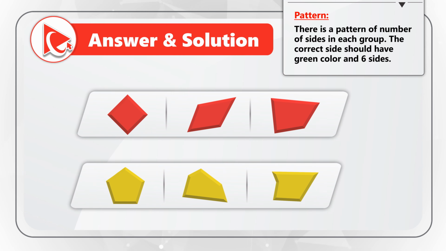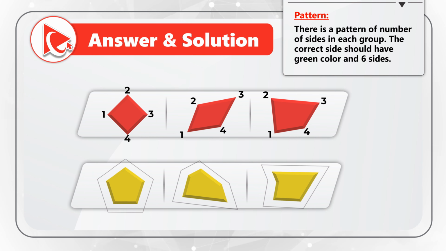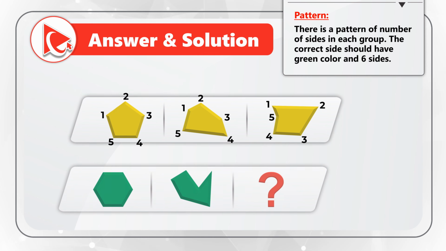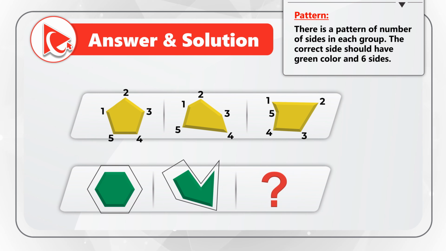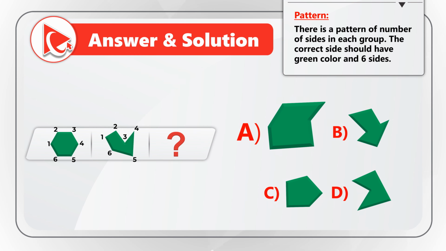If you look closely, you will see that objects in the red group and in the yellow group all have the same number of sides. For example, all three objects in the red group have 4 sides. Objects in the yellow group have 5 sides, which means that the object in the green group should have 6 sides, because the 2 presented green objects have 6 sides. And the only object which is green and has 6 sides is choice A.